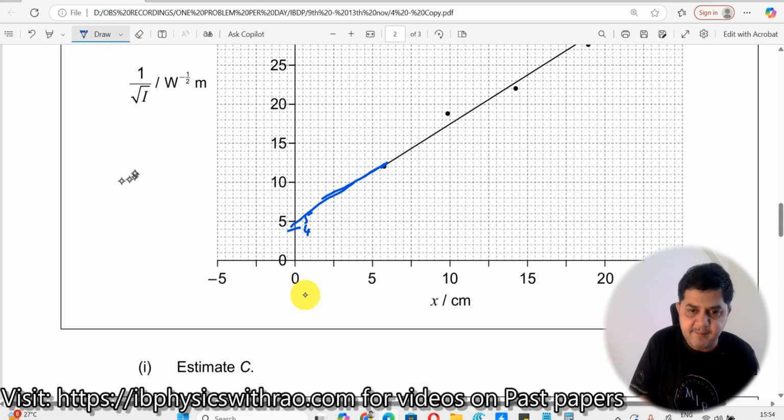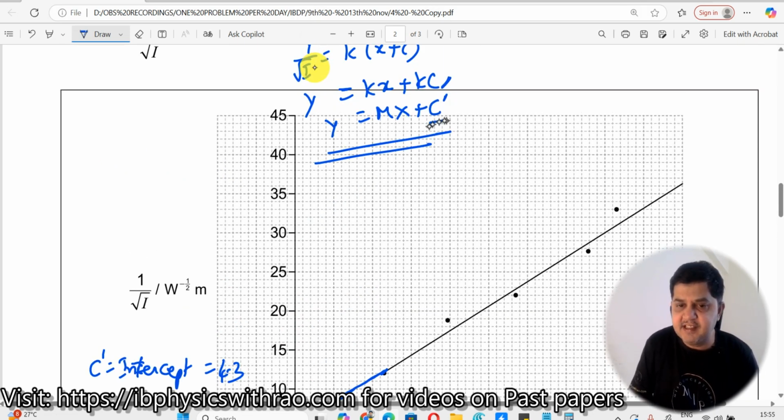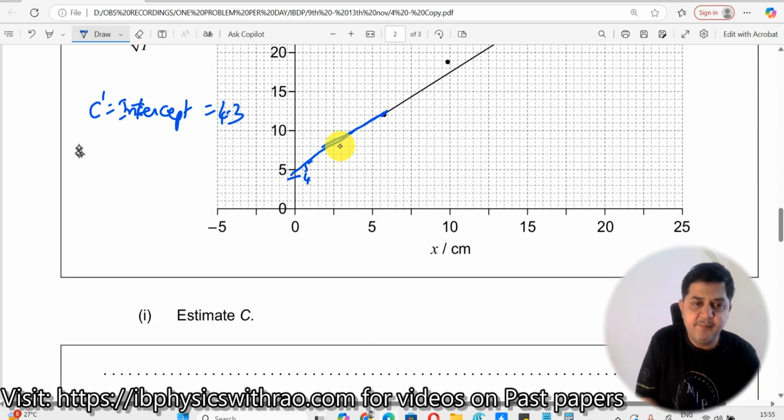So I can say the intercept c dash is equal to, let us say, 4.3 or 4.4. Maybe 4.3 I'll take. I can write this as 4.3 over here. And we know from the equation here, this intercept c dash is equal to kc. Therefore, I know kc is equal to 4.3. How did I get this? I got it by extrapolating this line directly out.